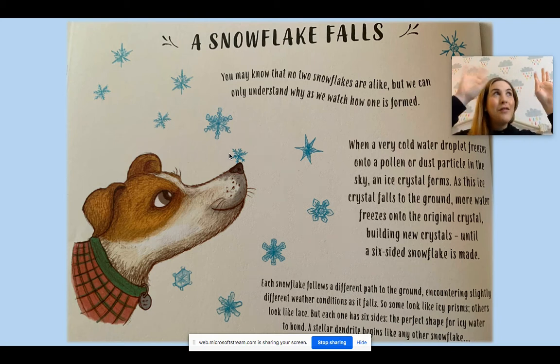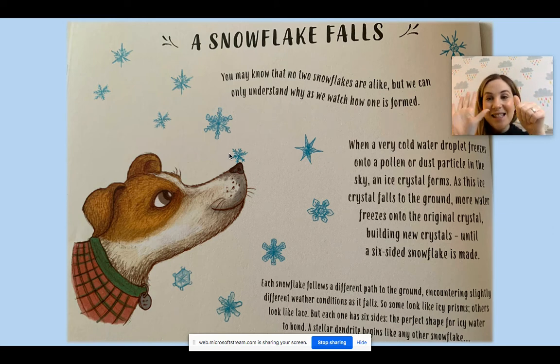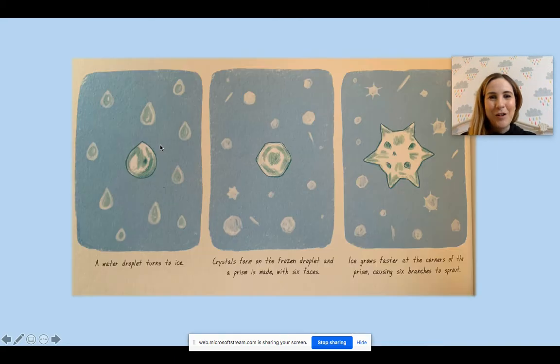Each of those snowflakes takes a different path to the ground, and it might encounter different weather. Some might look like prisms, some might look like lace, but each snowflake has six sides. So that's a fact for you today. Each snowflake has six sides, and that's a perfect shape for the icy water to bond together. So I'm going to show you.